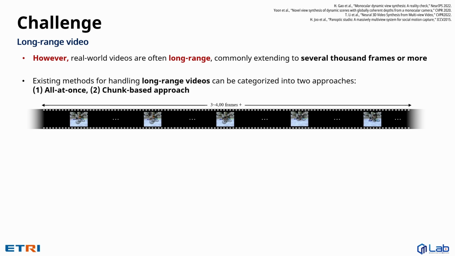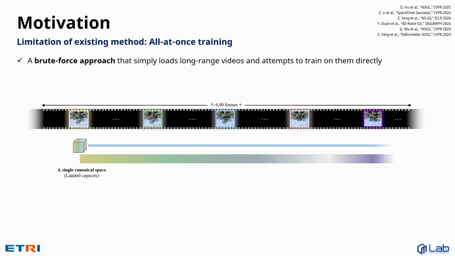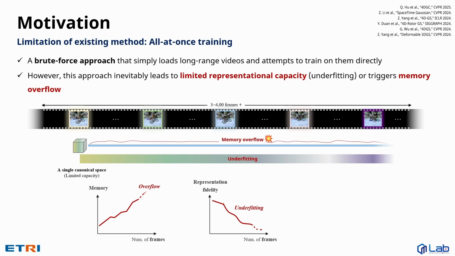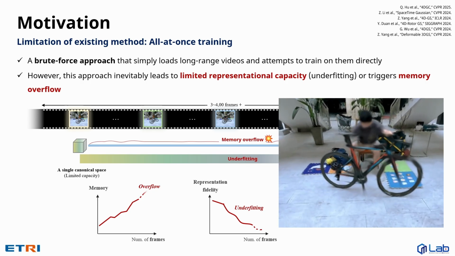To handle such long-range videos, existing methods mainly follow two directions: all-at-once training and chunk-based training. The first approach is all-at-once training, which directly loads a long-range video and optimizes the entire sequence within a single canonical space and a single deformation network in a brute force manner.